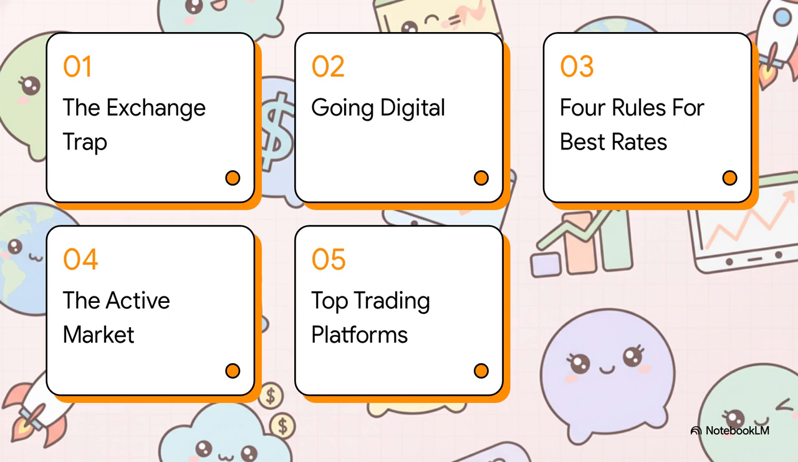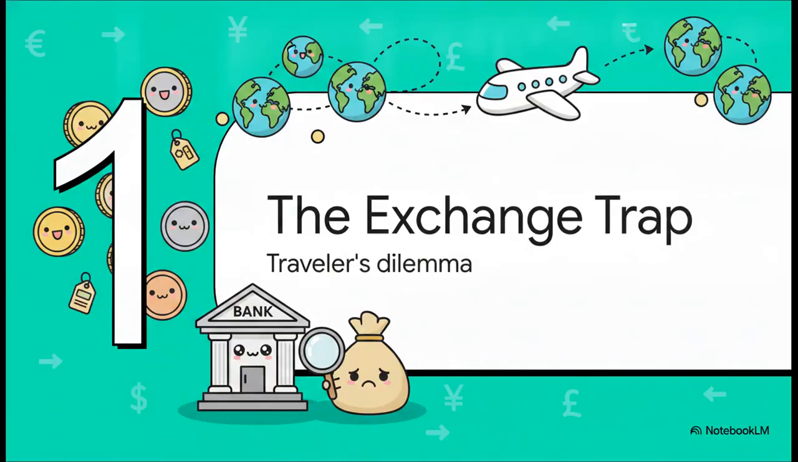Here is our clear, step-by-step roadmap for today. We'll start with the currency exchange trap, then going digital with online tools, 4 rules for best rates, entering the active market, and finally the top global trading platforms. Let's get to it. So, kicking things off with Section 1, the currency exchange trap.